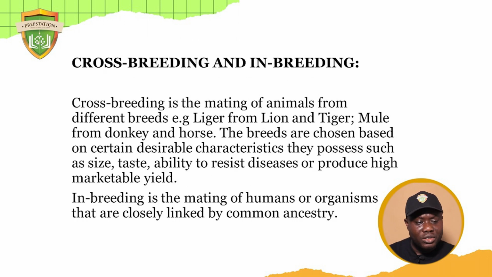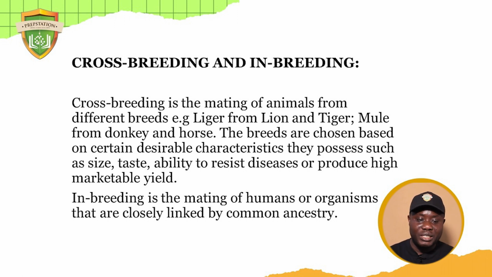Now let's look at crossbreeding and inbreeding. Crossbreeding is the mating of animals from different breeds. I'm sure you must have heard of liger. Liger is a product of a combination of a lion and a tiger, which means that a liger will have the strength of a tiger and it will also have the strength of a lion. Are you with me now?